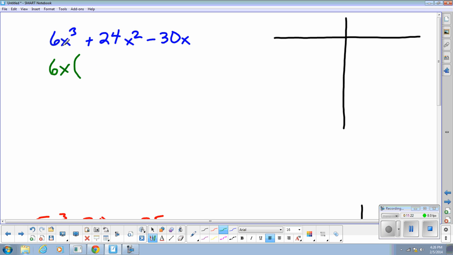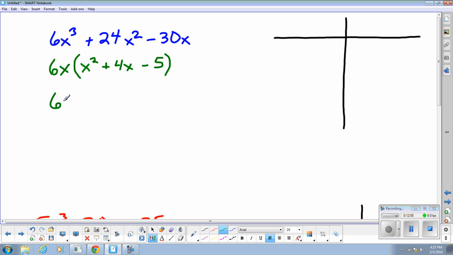So 6x cubed divided by 6x leaves x squared. 24x squared divided by 6x leaves a plus 4x. -30x divided by 6x leaves a -5. And the variable, there is only one x, x divided by x is 1. So now I have 6x as a factor outside of the trinomial x squared plus 4x minus 5. The only thing now that I need to factor will be x squared plus 4x minus 5. I have a factor of 6x removed on the outside. I'm just going to copy that down.